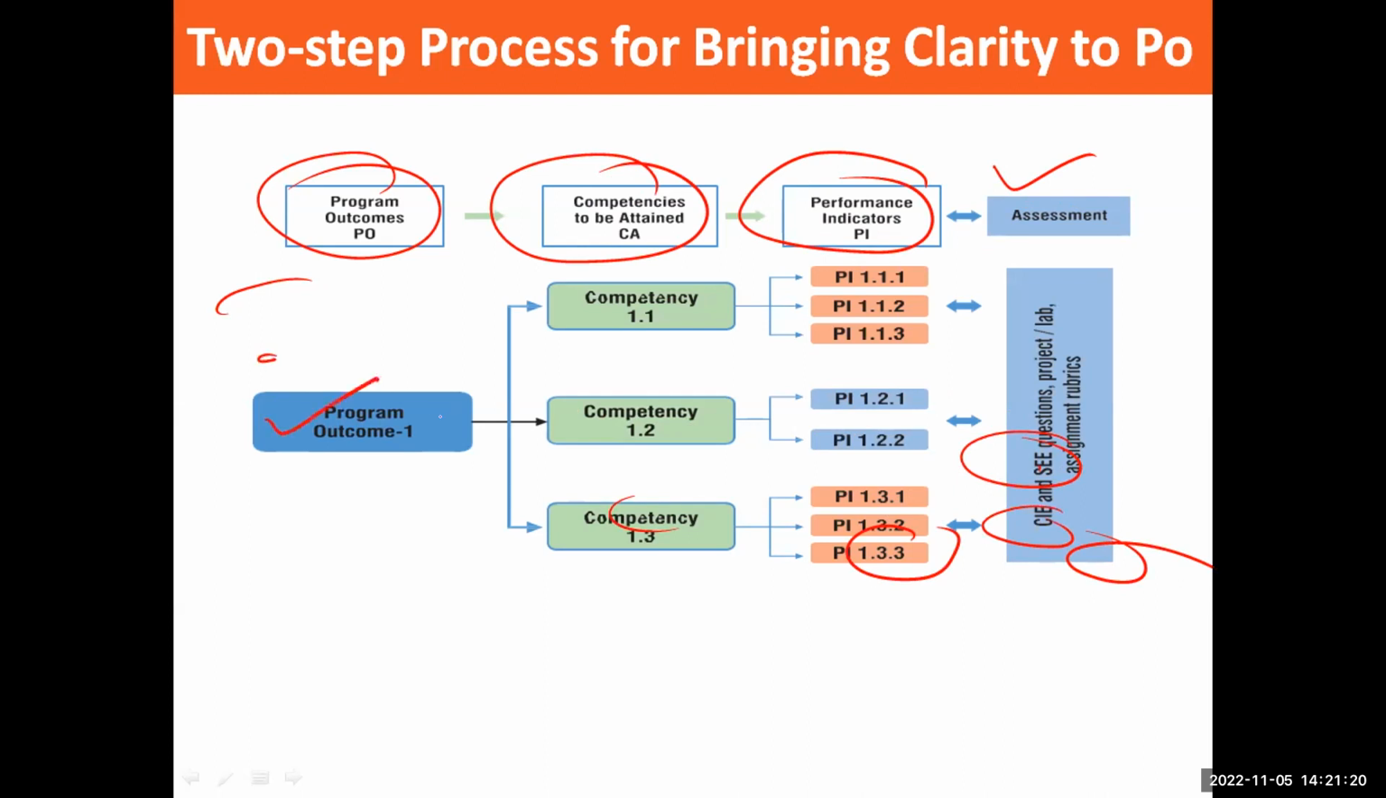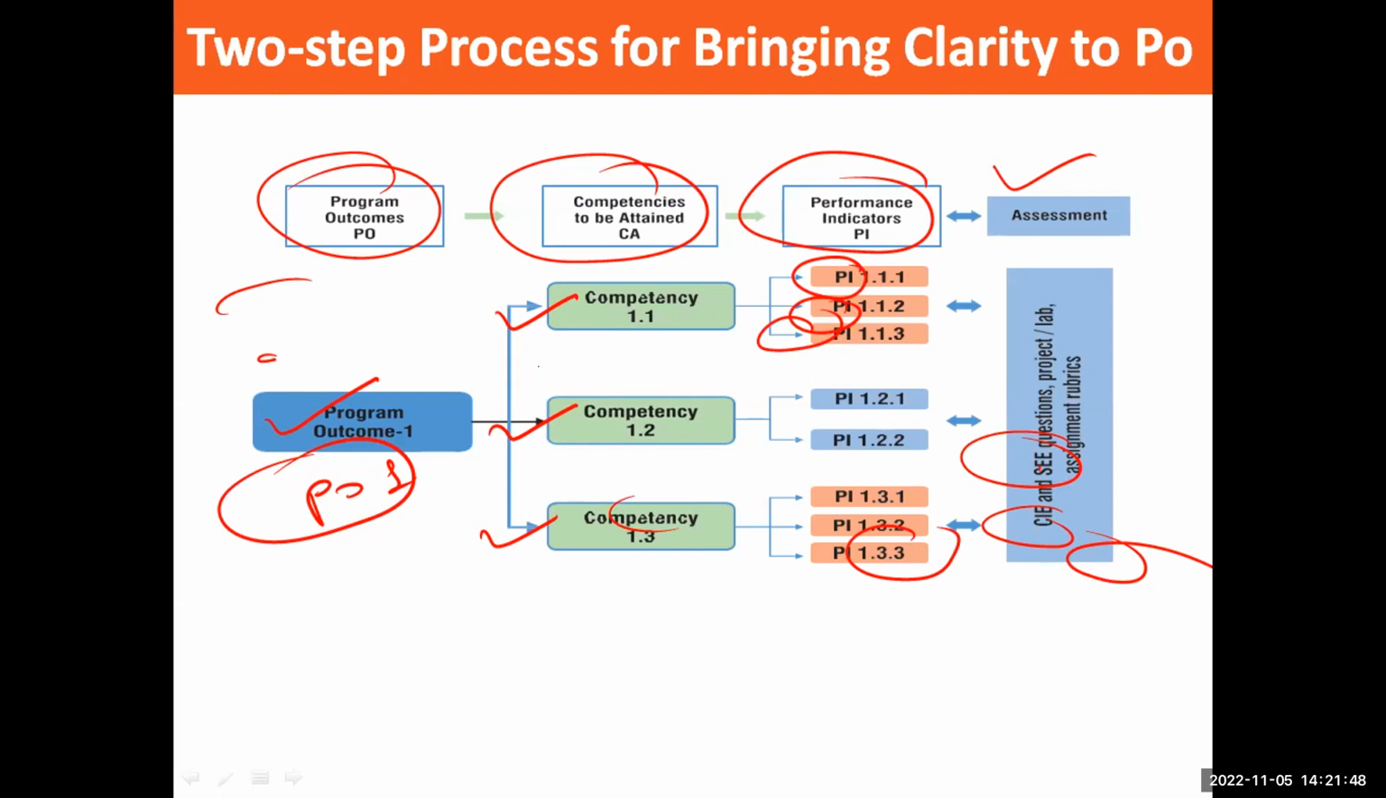So for example, we have a program outcome, this is PO number 1. So we are defining PO number 1 with competency 1, competency 2, competency 3. So let's name them 1.1, 1.2, 1.3. Then PI stands for performance indicator. So performance indicators 1, 2, 3 for the respective competencies. So basically 1.1.1 for PO number 1.